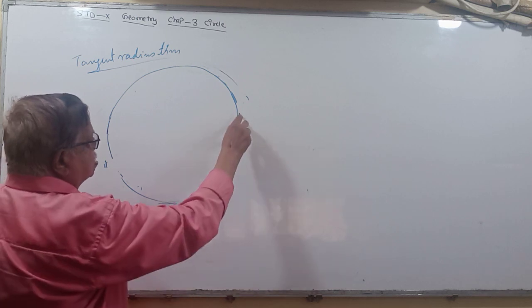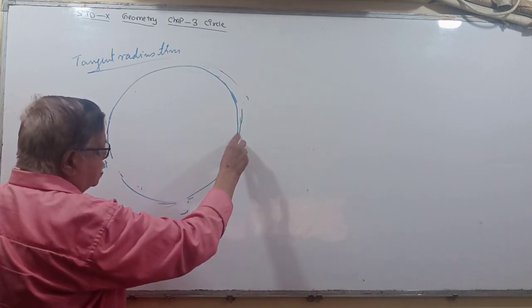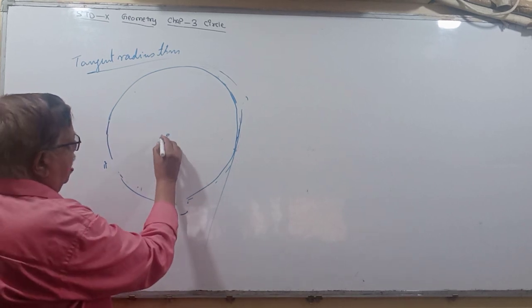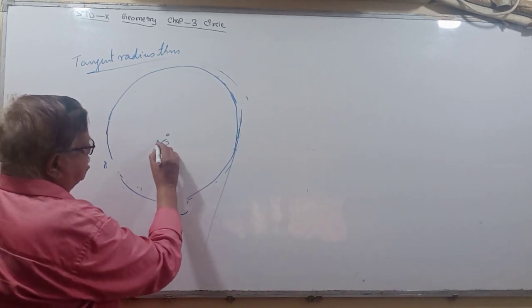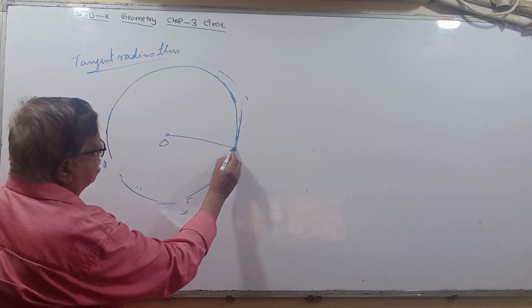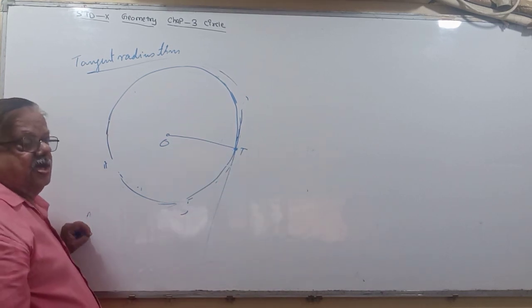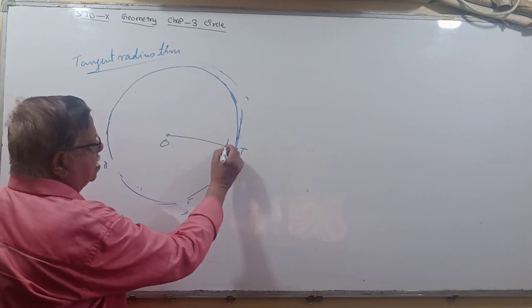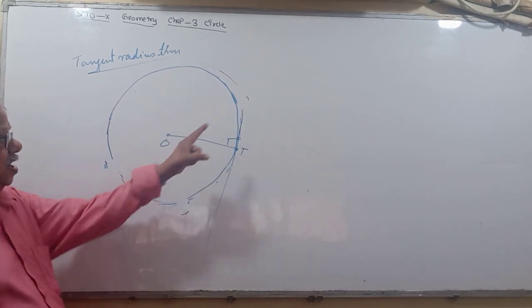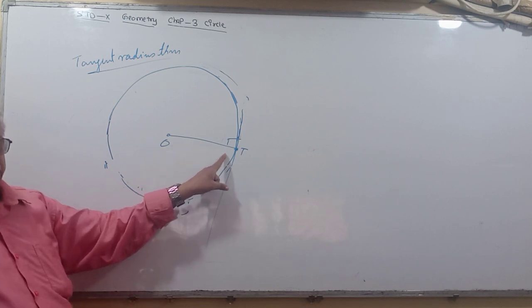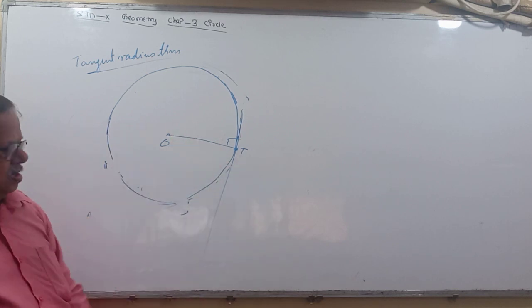Suppose there is a tangent here. There is a tangent here, and O is the center. This is the point of tangency. The theorem says that this angle is equal to 90 degrees. Tangent is always perpendicular to the radius at that point. This angle will be 90.